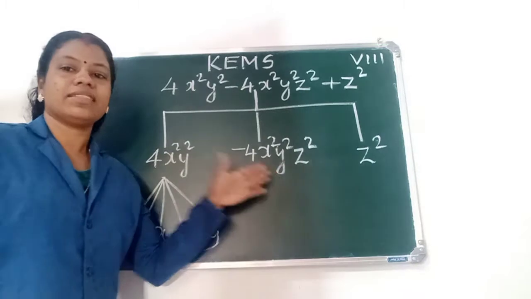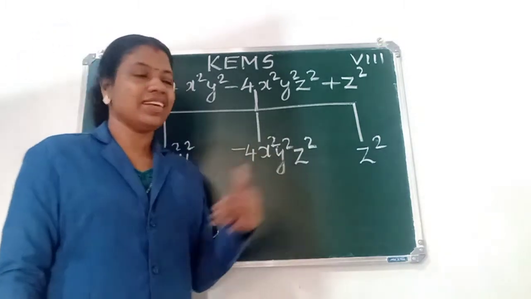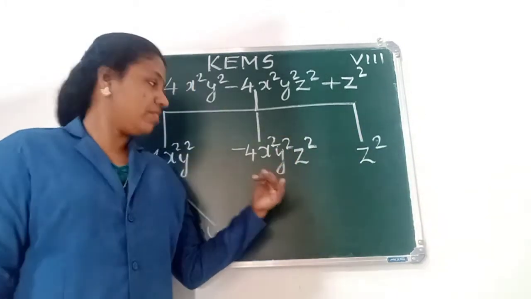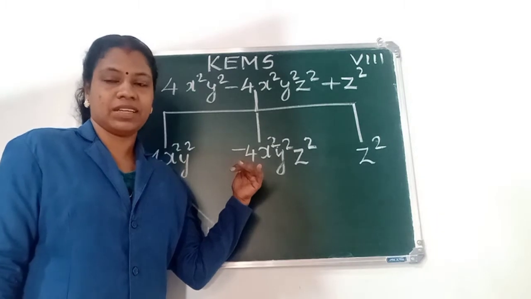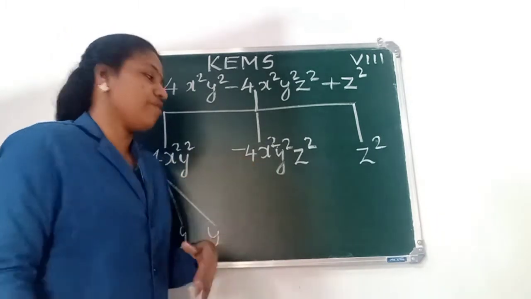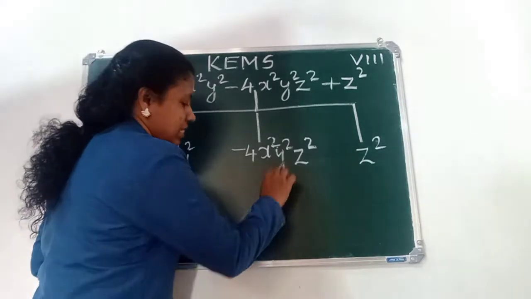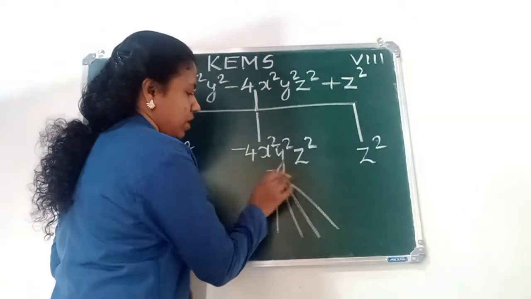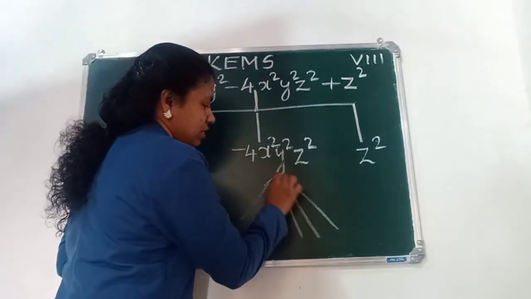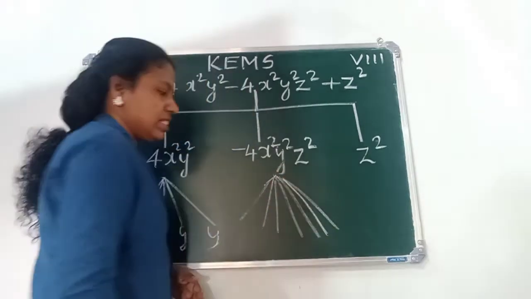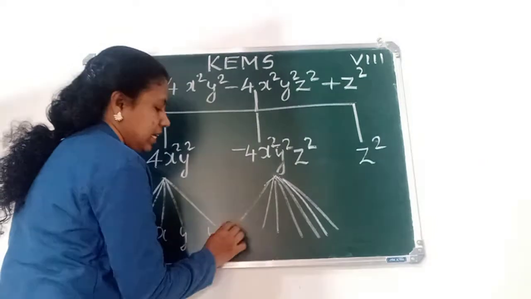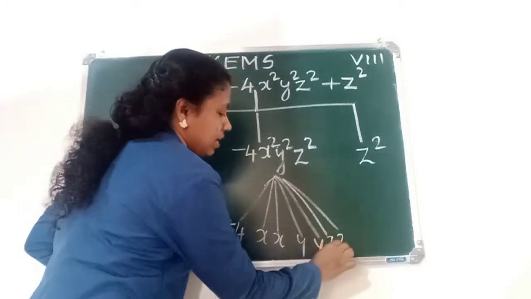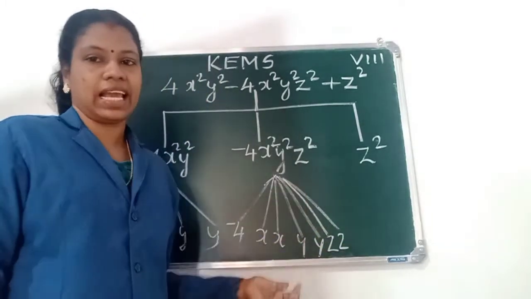Now, how many factors does the second term have? x square, y square, z square. So, 2 plus 2 plus 2, 6. Plus constant, that is minus 4. So, total 7 factors. So, we need to draw 7 lines. 1, 2, 3, 4, 5, 6. One more line. Just divide into 7 lines. Here I draw the 7th line. Now, write each factor. First factor minus 4, then x, x, y, y, z, z. So, these are the factors of the second term.